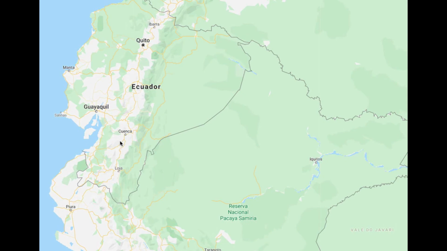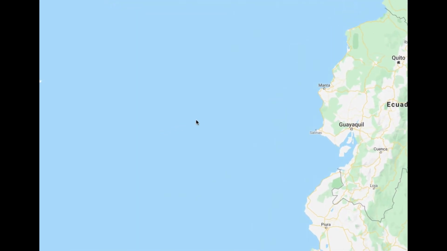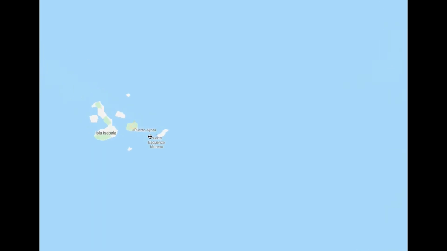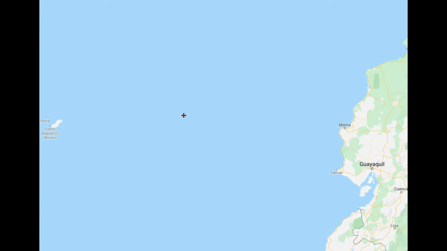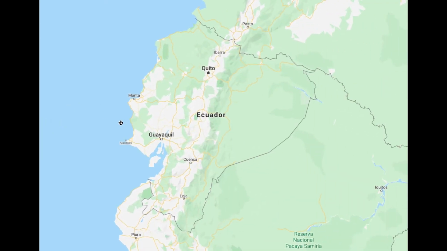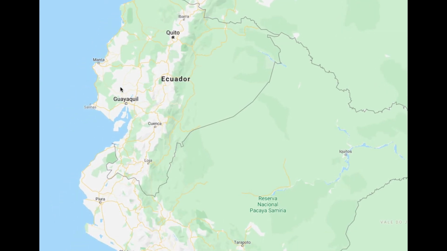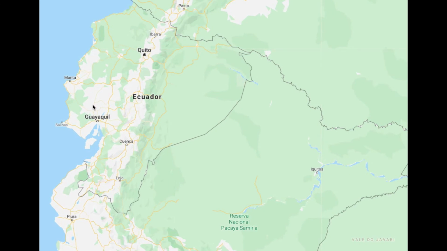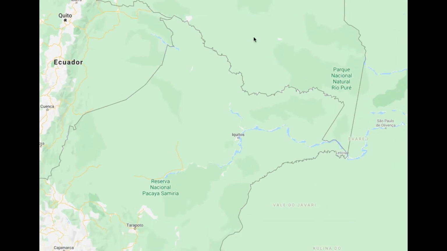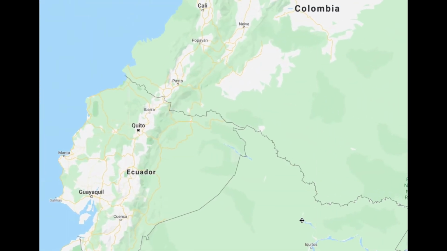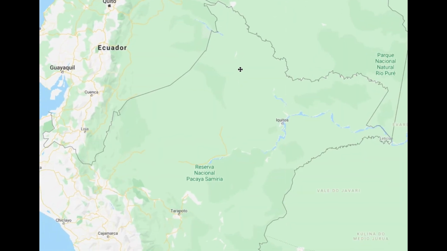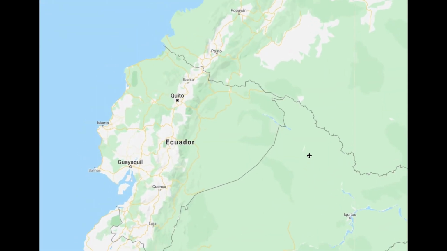Another interesting fact about Ecuador is that it has the Galapagos Islands that are right here, where they claim that Mr. Darwin came up with the theory of evolution. Now another thing, Ecuador officially was bigger all the way to Brazil, but between Colombia and Peru they made sure that it wasn't.